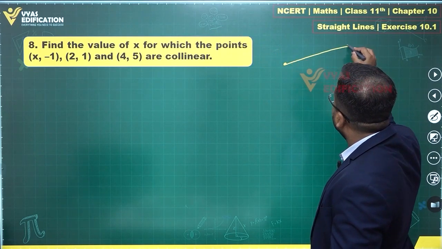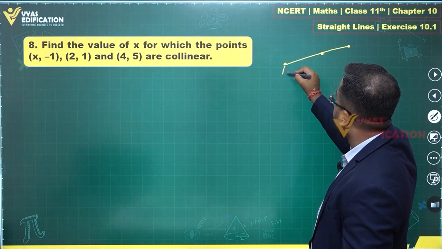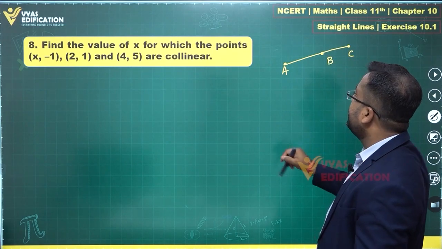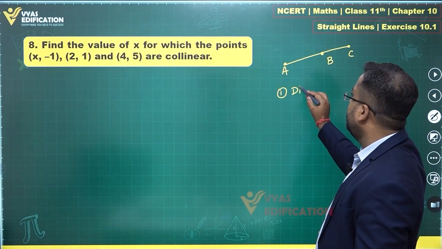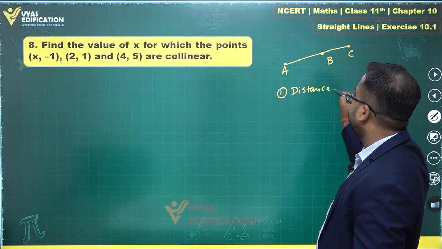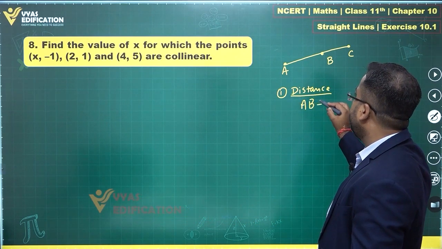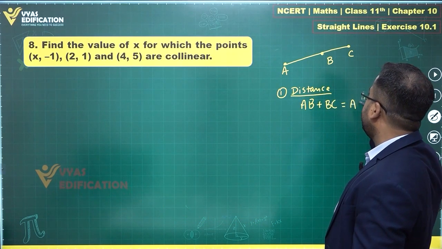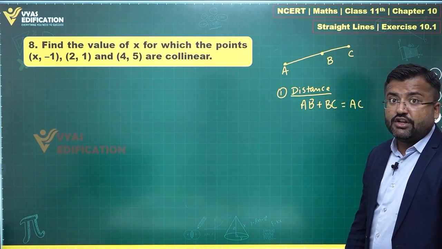If there are 3 points, let us say A, B and C, you can use the distance formula, that is AB plus BC, if equal to AC, then you can say that the points are collinear.